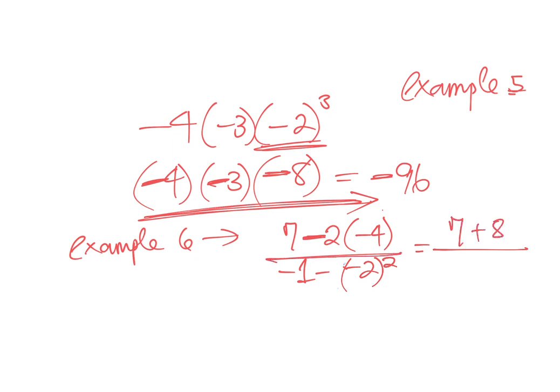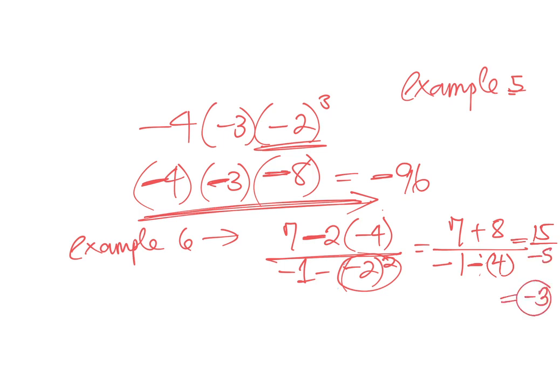In the denominator, we have a situation whereby you can take care of the exponent over here. So that's negative 2 times negative 2, and that's positive 4. So that's negative 1 minus, and the 4 is going to be inside here. So minus, and then you have 4. And so 7 plus 8 is 15. And then in the denominator, you have minus 1 minus 4. That becomes a minus 5. So that becomes negative 3 for the final answer.